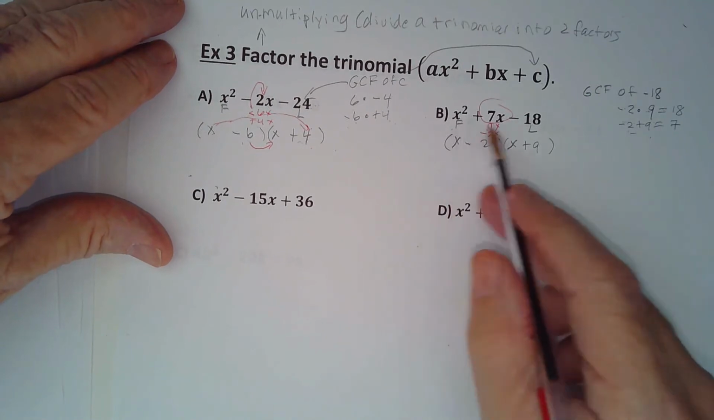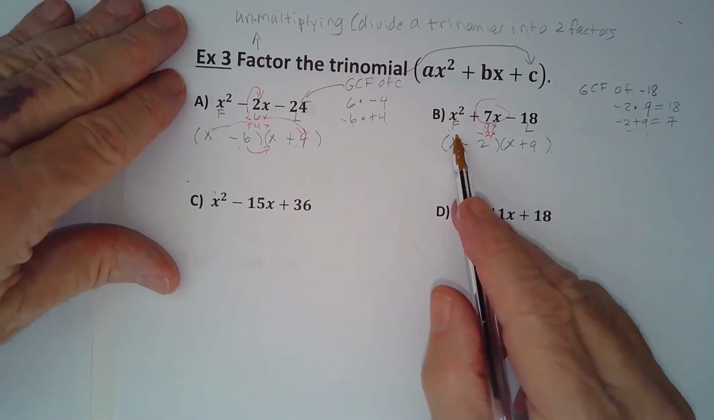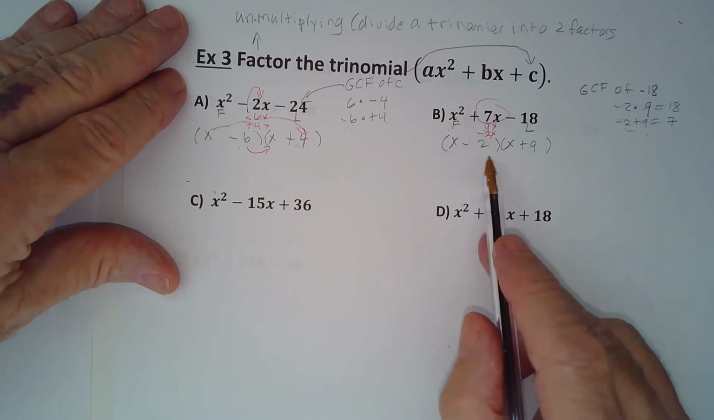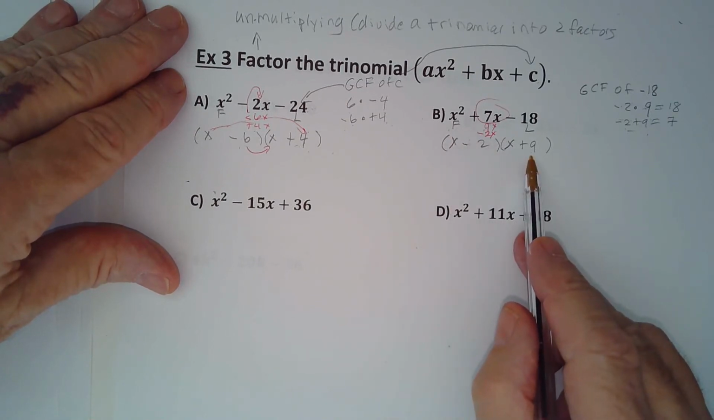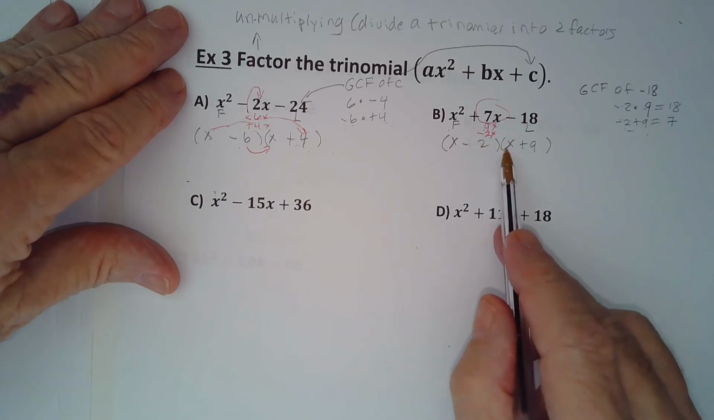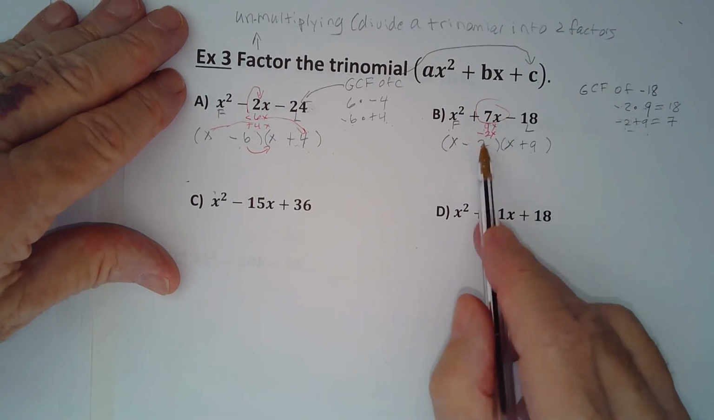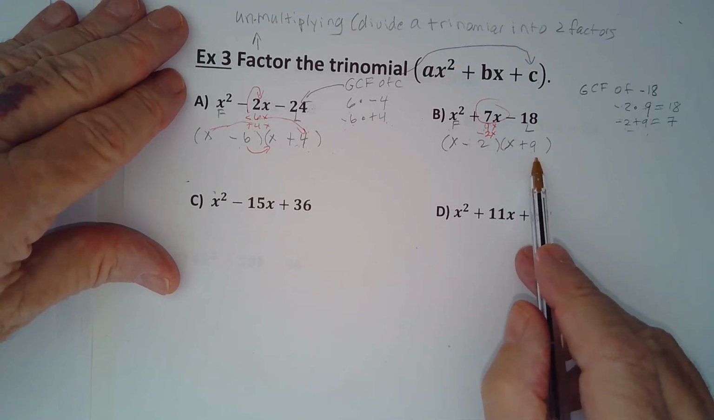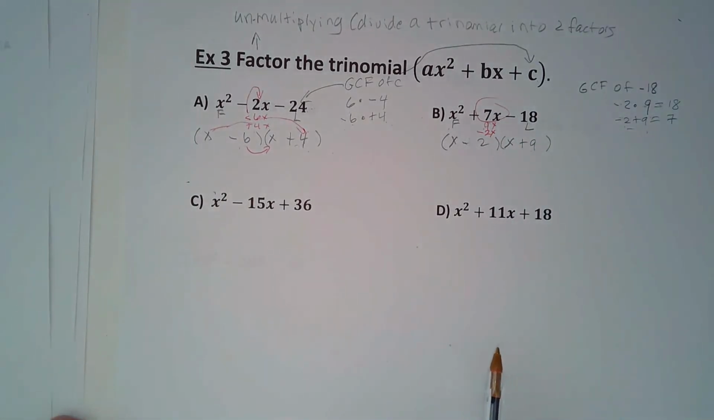And again, you can FOIL this all together and multiply the two binomials together. X times x is x squared. X times 9 is 9x. Negative 2 times x is negative 2x. Those add together to 7x. And then negative 2 times positive 9 is negative 18. So that's what you would do.